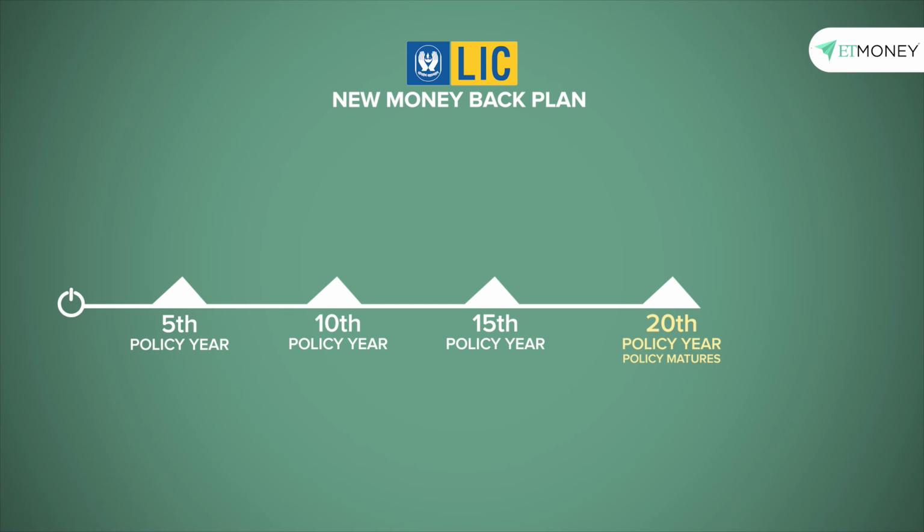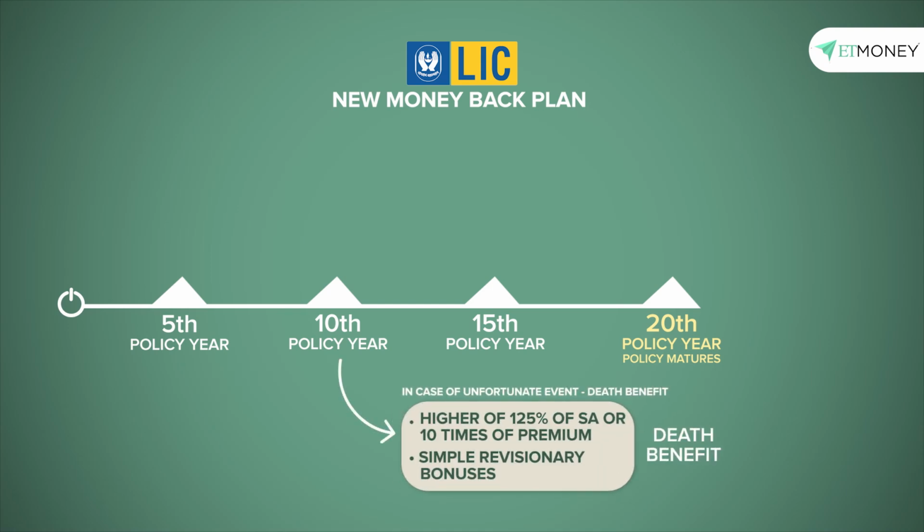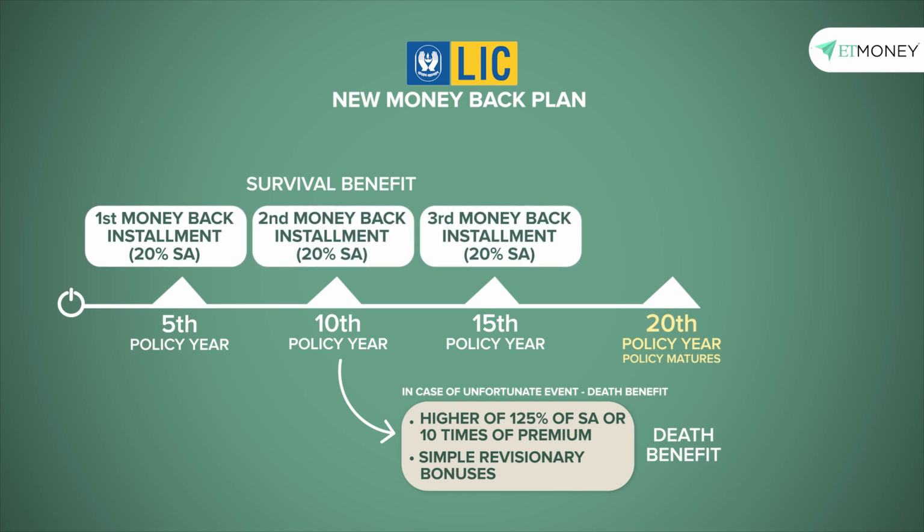And there are potentially 4 benefits within the plan. First, there is a death benefit that goes up to 125% of the basic sum assured and is paid if the policyholder expires any time within the 20-year policy term. Second, there is a survival benefit which gets activated at the end of the 5th, 10th, and 15th policy year, and the policyholder is paid 20% of the basic sum assured in each of these 3 periods.